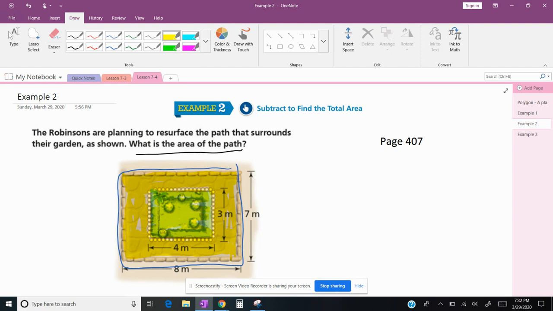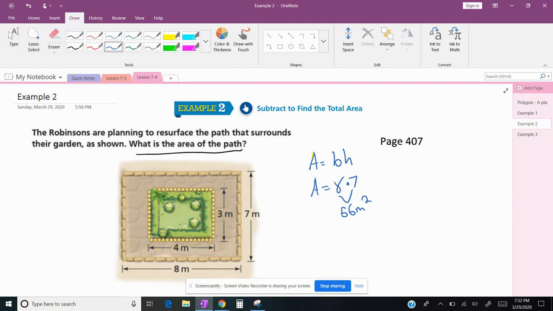So I'm dealing with parallelograms here, so it's going to be area equals base times height. I see the base is 8, the height is 7. So area equals 8 times 7, which is 56 meters squared, dealing with square meters. Now, that would be if the whole entire thing was one big giant walkway, but it's not. There's a garden in the middle. So now I need to find out the area of this garden and subtract it from that 56.